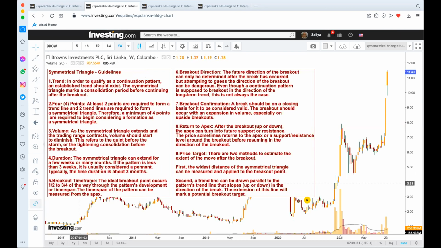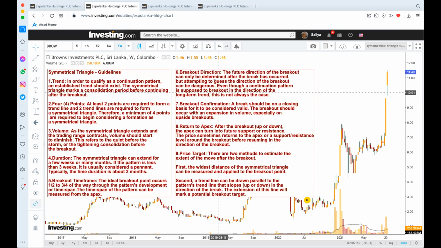The breakout time frame: the ideal breakout point occurs half or 3/4 of the way through the pattern's development, or time span. The time span of the pattern can be measured from the apex. We will be discussing that.